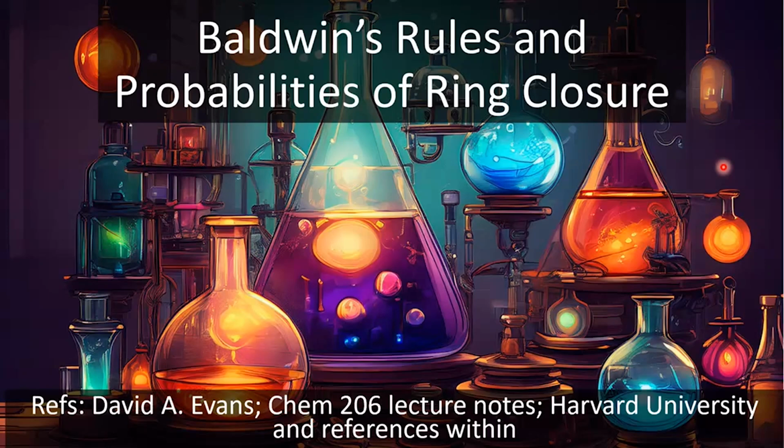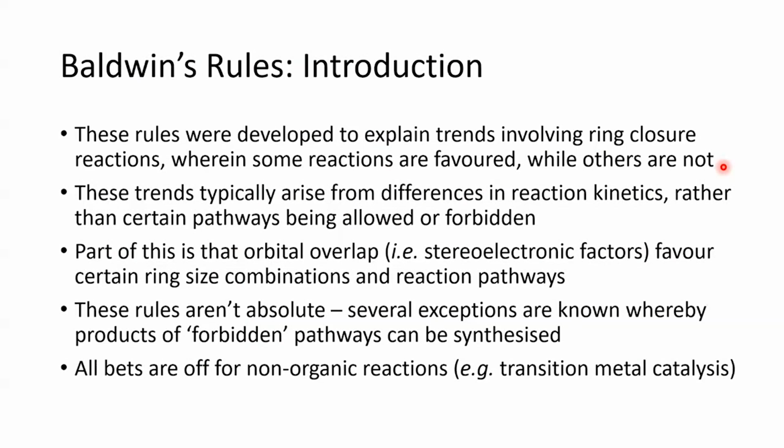Welcome back. Today we're going to be talking about Baldwin's rules and the probabilities of ring closure. To introduce Baldwin's rules, these were developed to explain trends that involved ring closure, wherein some reactions were found to be favoured while others were not, even though on paper both would seem to be plausible outcomes. Typically the reason for this comes down to reaction kinetics rather than certain pathways being allowed or forbidden.